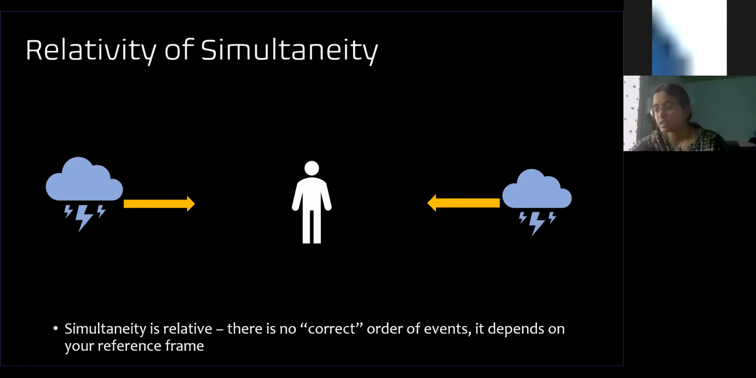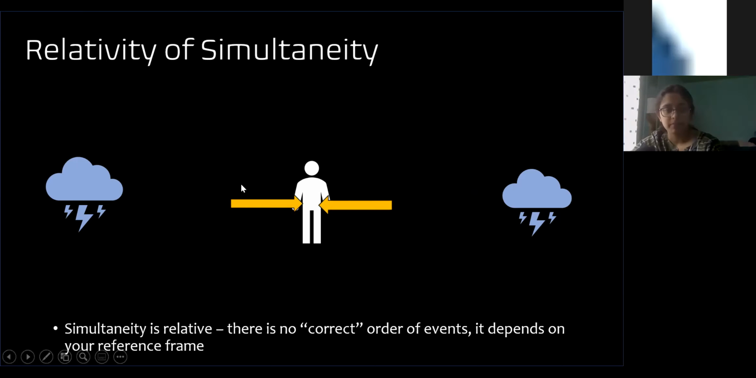So to take a more intuitive example, let's just imagine there's a person watching a storm. Two lightning bolts strike, and if this person is perfectly between the two storms, the light from the lightning bolts reaches the person at the same time. They'd say the strikes were therefore simultaneous.